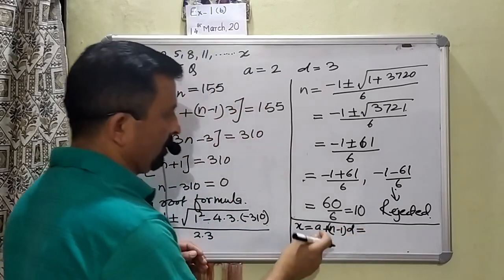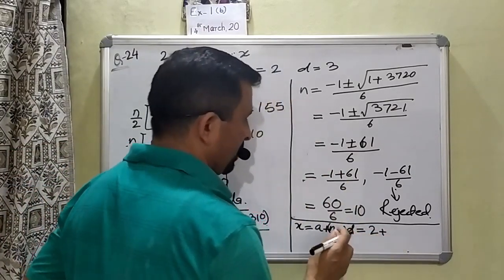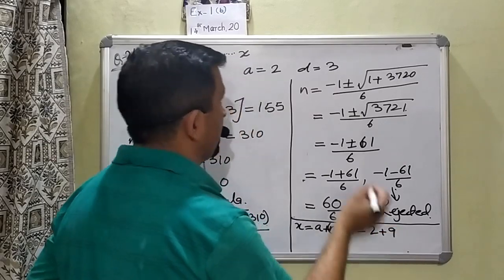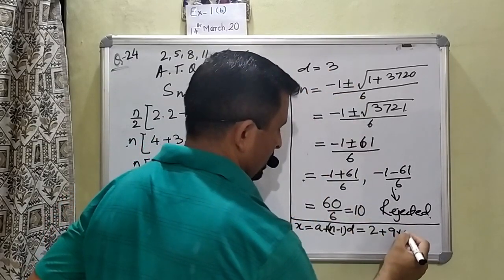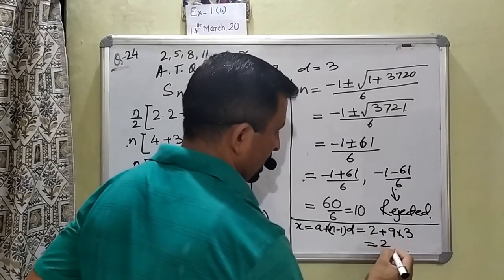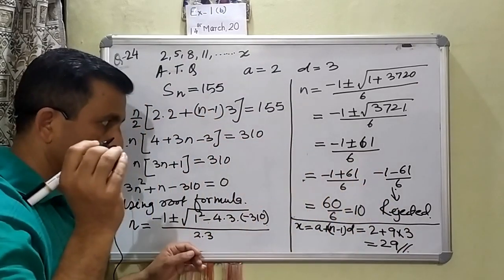Now we can put in the values. a is 2 plus (n, which we have calculated as 10, minus 1) is 9, and d is equal to 3. Therefore, 9 times 3 is 27, plus 2 is 29. This is the value of your x. Hope it is clear.